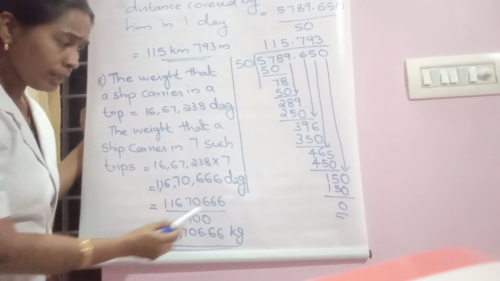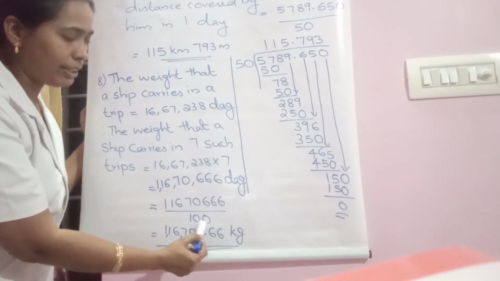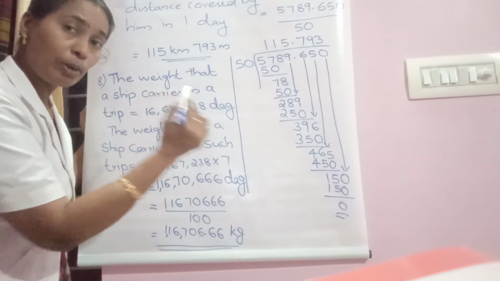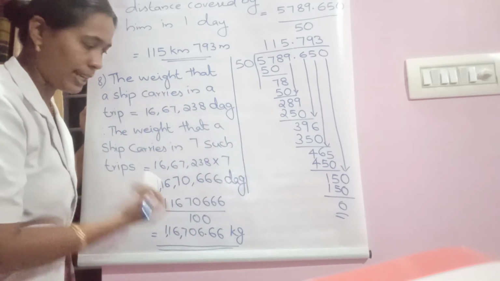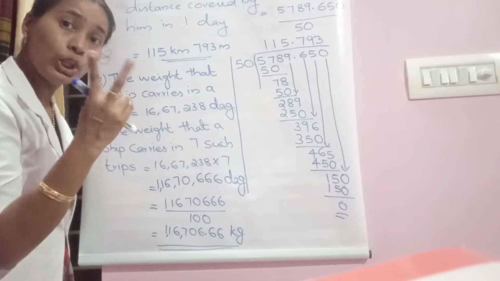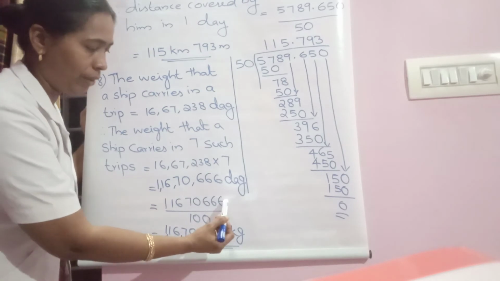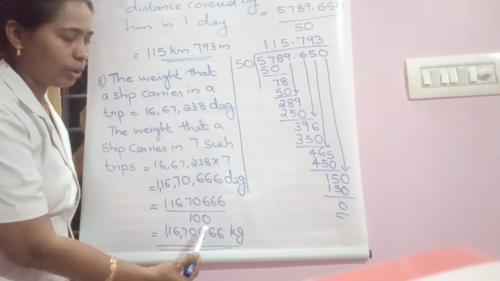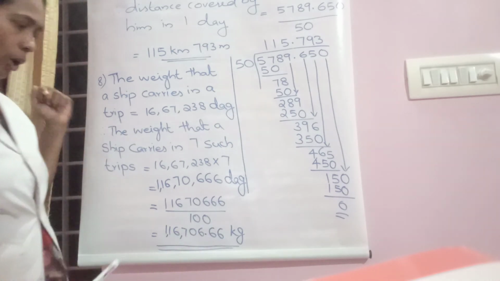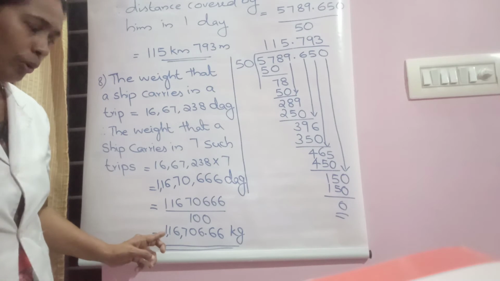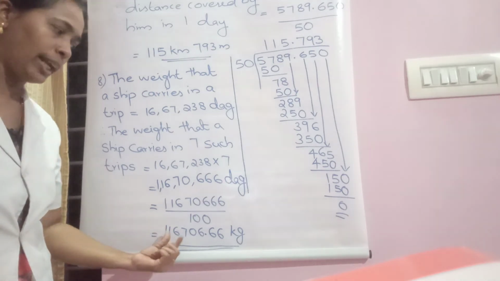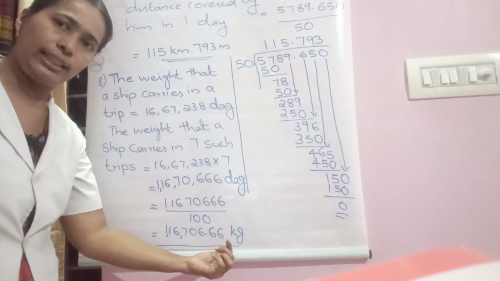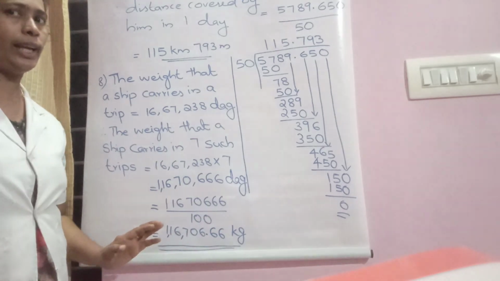This is division by tens, hundreds, thousands, etc. Take from your right hand side to left hand side. How many zeros are there in the denominator? 2. Take 2 places of decimal. 1, 2, place a decimal. So we have 116706.66 kg. Or we can read it as 1,16,706.66 kg. Okay, small question only, answer the same.